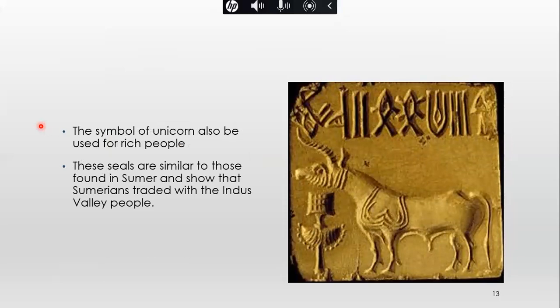These seals are similar to those found in Sumer, and Sumer means the Mesopotamian people, the Sumerians, and show that the Sumerians traded with the Indus Valley people. Yes, this is a very interesting thing. Now, as you have already done the Mesopotamian civilization, I think we can make a kind of link between the Indus Valley civilization and the Mesopotamian civilization. Both civilizations actually traded with each other, and they were holding the same seals. Mesopotamia had the same seal as the Indus Valley people.